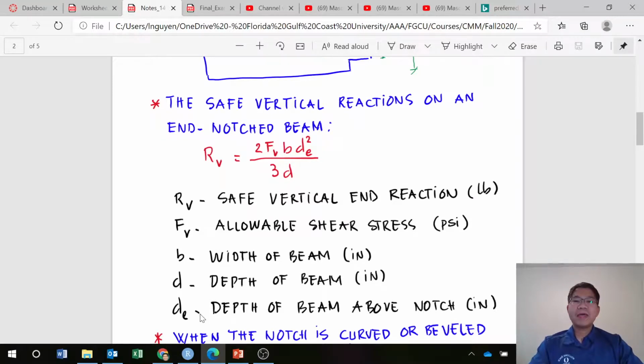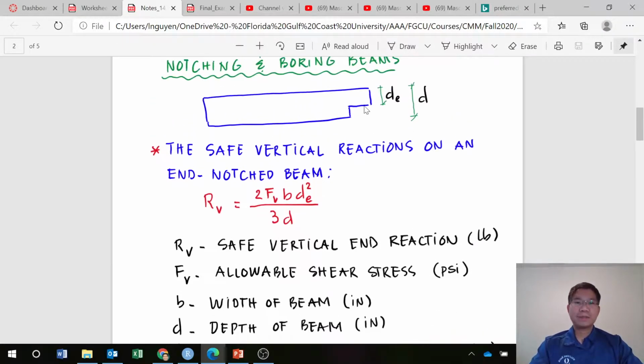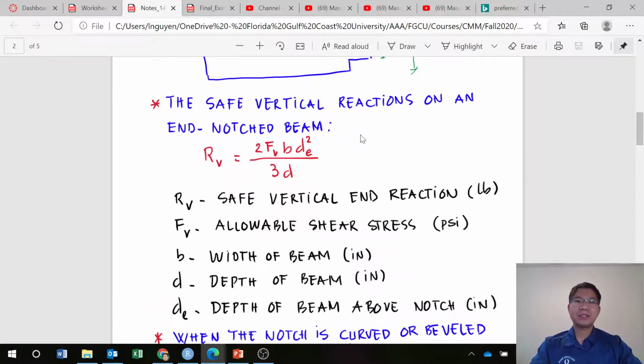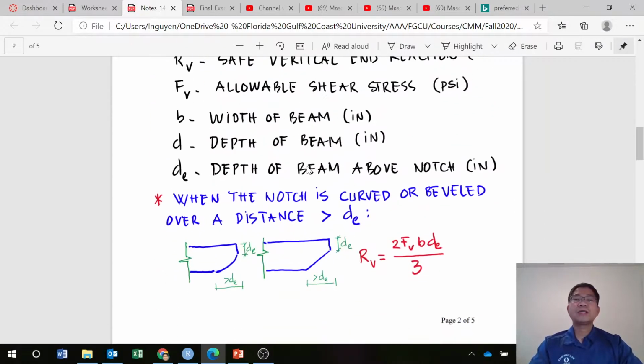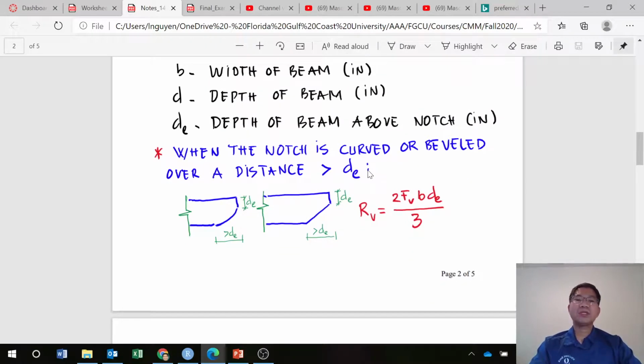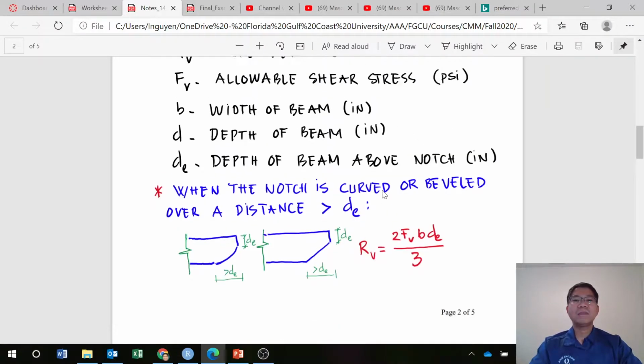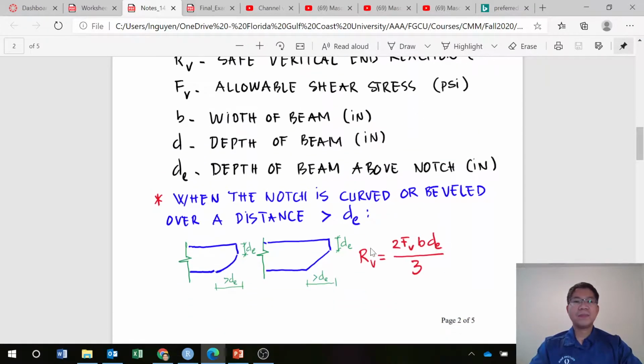The depth of the beam, and then the depth of the beam above the notch after you cut. This is what is left over after you notch, and that matters here. There are scenarios where the notch is curved, as you see in the left figure, and the distance of the curve is more than DE, the depth of the beam above the notch. Then the equation for RV is much simpler: 2FV BDE over 3.